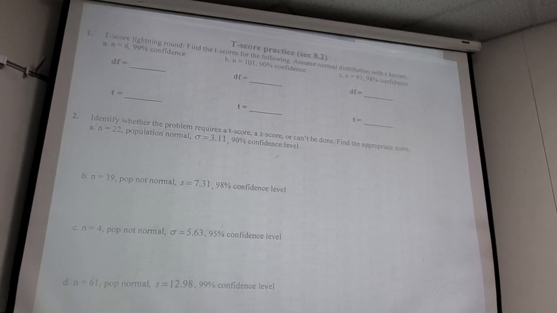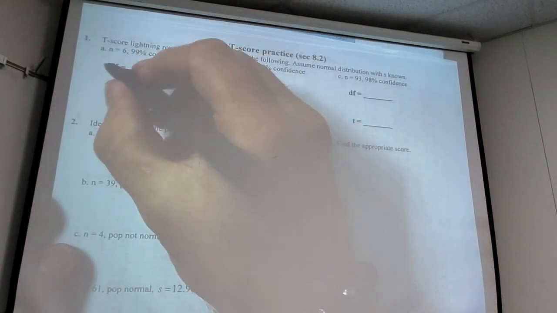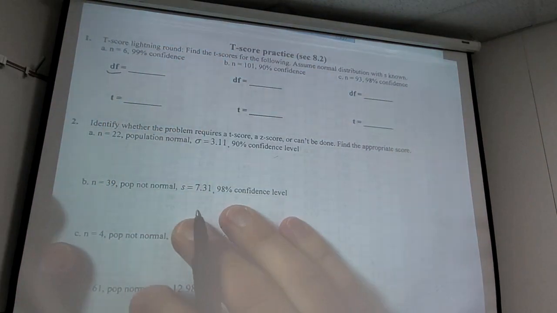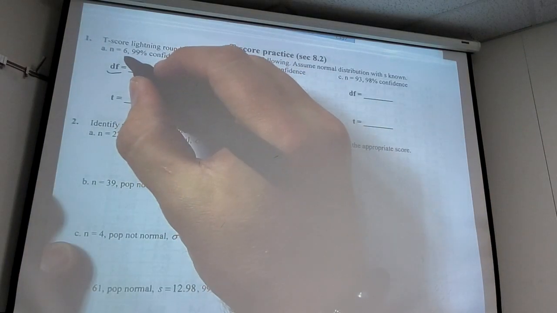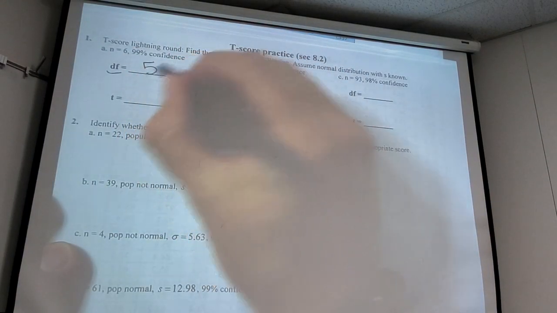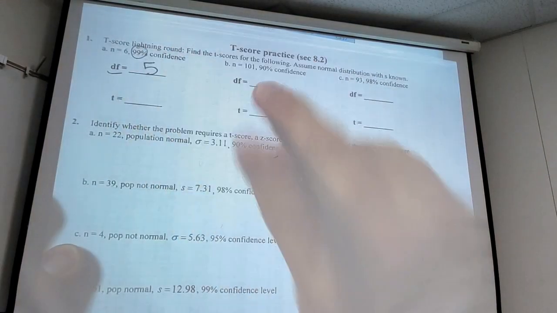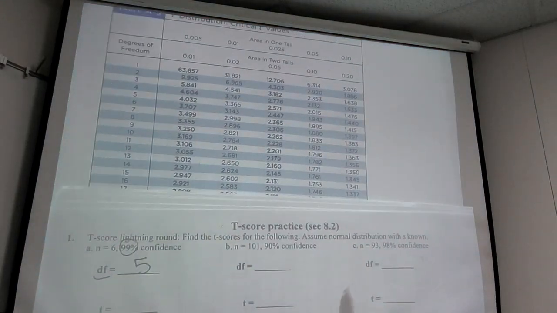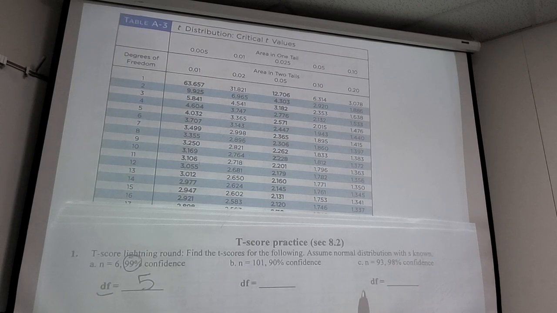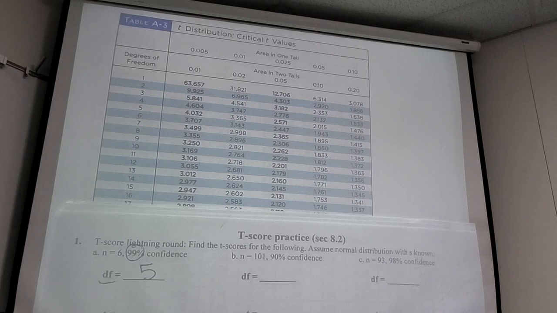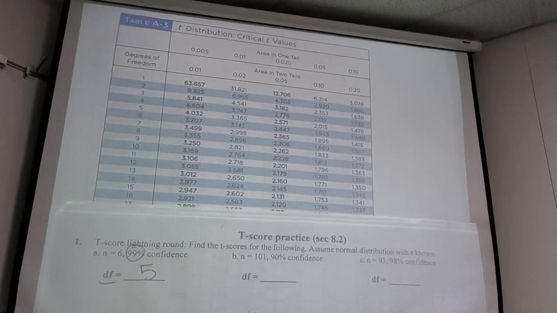All right, let me look at this first one. Can somebody tell me the degrees of freedom for the very first problem? 5. Yeah, so it's always n minus 1. So degrees of freedom is 5. I want to be 99% confident. So somebody else tell me which column we're going to look at. If I'm 99% confident, how much area is in the two tails? If I'm 99% in the middle, how much is outside?